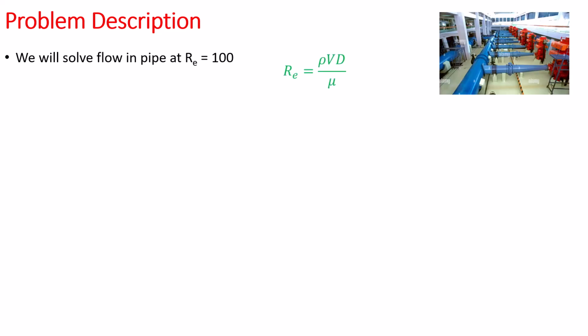And here is the problem description that we are going to solve the problem at the Reynolds number equal to 100. And definition wise, we can see Reynolds number is equal to rho v d upon mu. We will see why this formula is there. And first of all, you can have the application of pipe flow in many areas. For example, the transportation of the oil, transportation of the gas, transportation of the water, and also inside many industries like in the power plant.